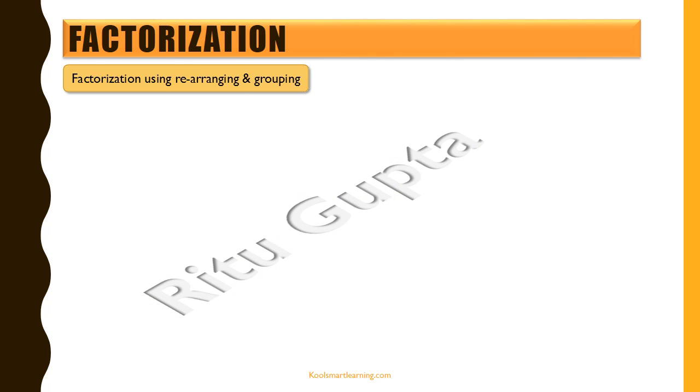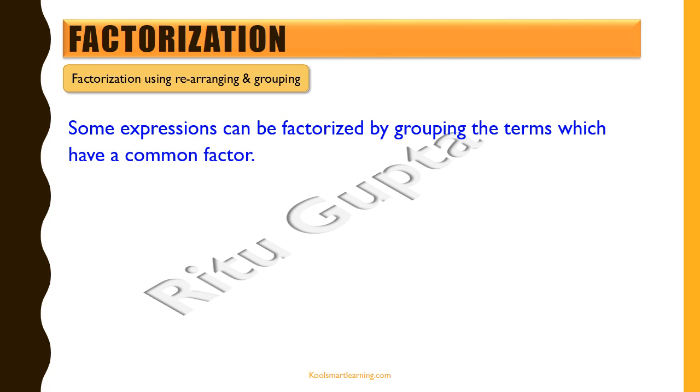Now let's take a look at the second method that we use for factorization of algebraic expressions. This method is called factorization using rearranging and grouping. Some expressions can be factorized by grouping the terms which have a common factor. In this case, we take the expression and rearrange the terms so that we can find a common factor from the grouped terms and then take it out.